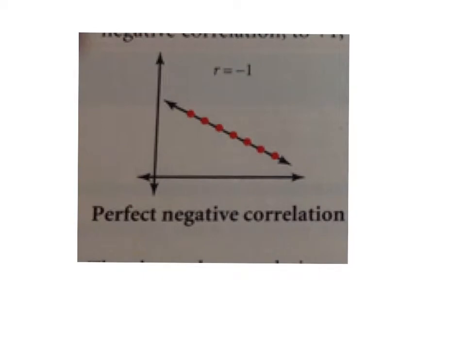In this case, your R value is -1. A -1 for a correlation coefficient means that you have a perfect negative correlation. That means that every point that you plot will fall on a line that you can draw through there. And if it's negative, it's falling down to the right.